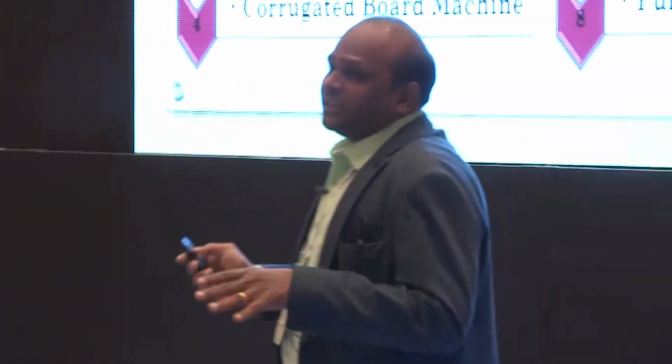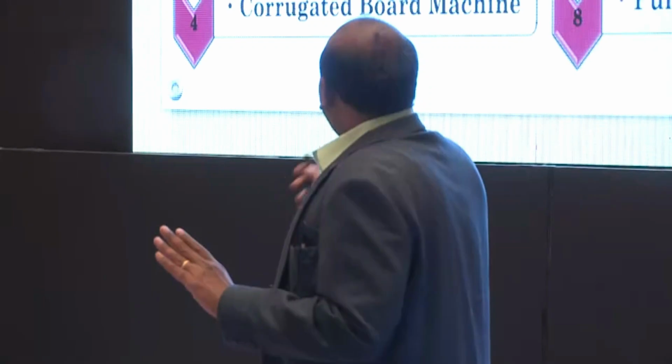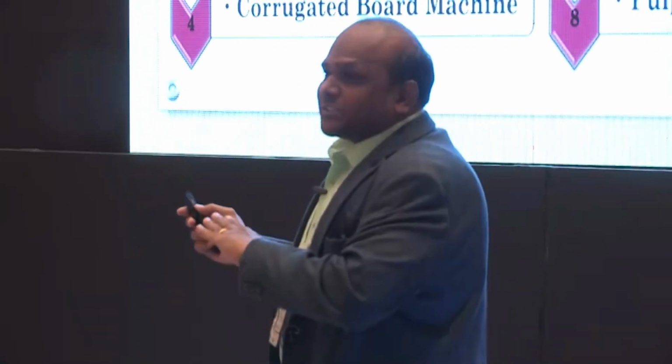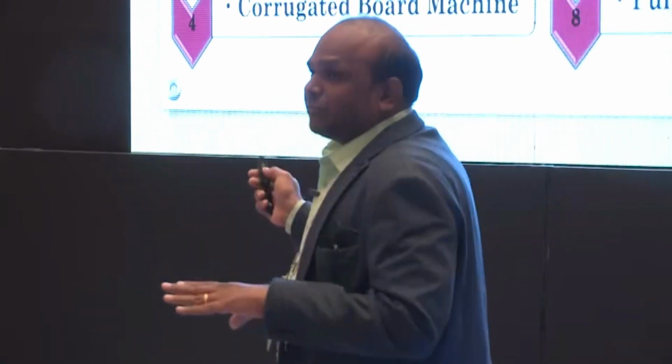So these are all the types of paper machines. Some of the types: fourdrinier machine, cylinder mould machine, twin wire paper machine, corrugated board machine, multi-layer machine, tissue paper machine, coated board machine and pulp drying machine. These are some types of paper machine. In detail, at the end of this presentation, I will show the pictures of these kinds of paper machines.